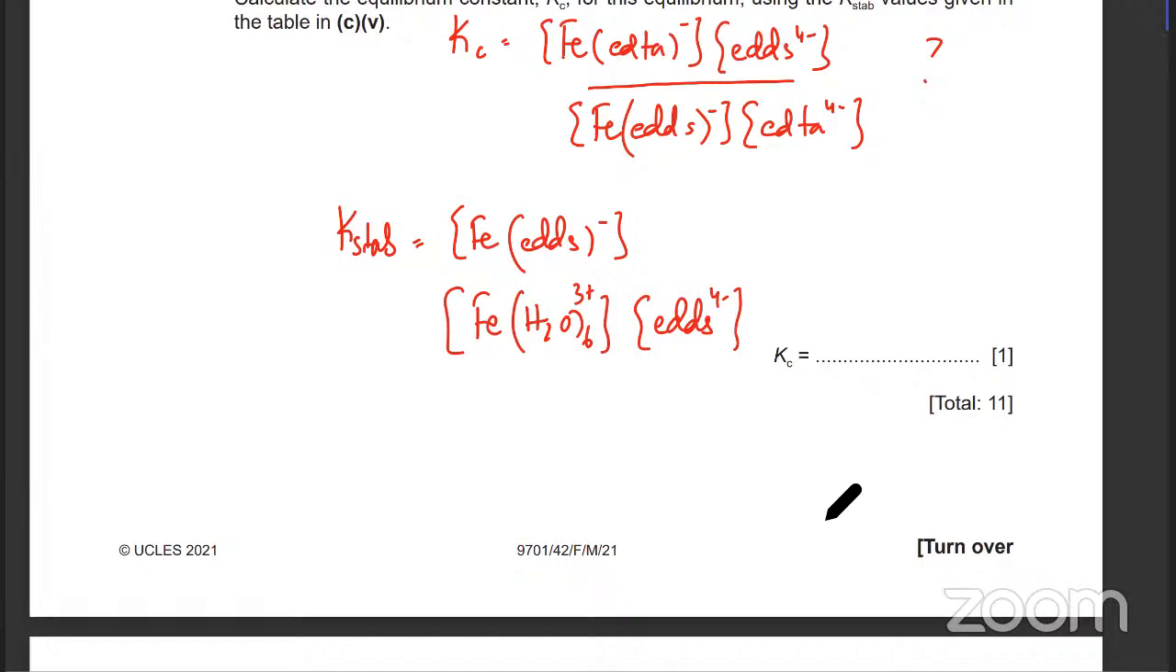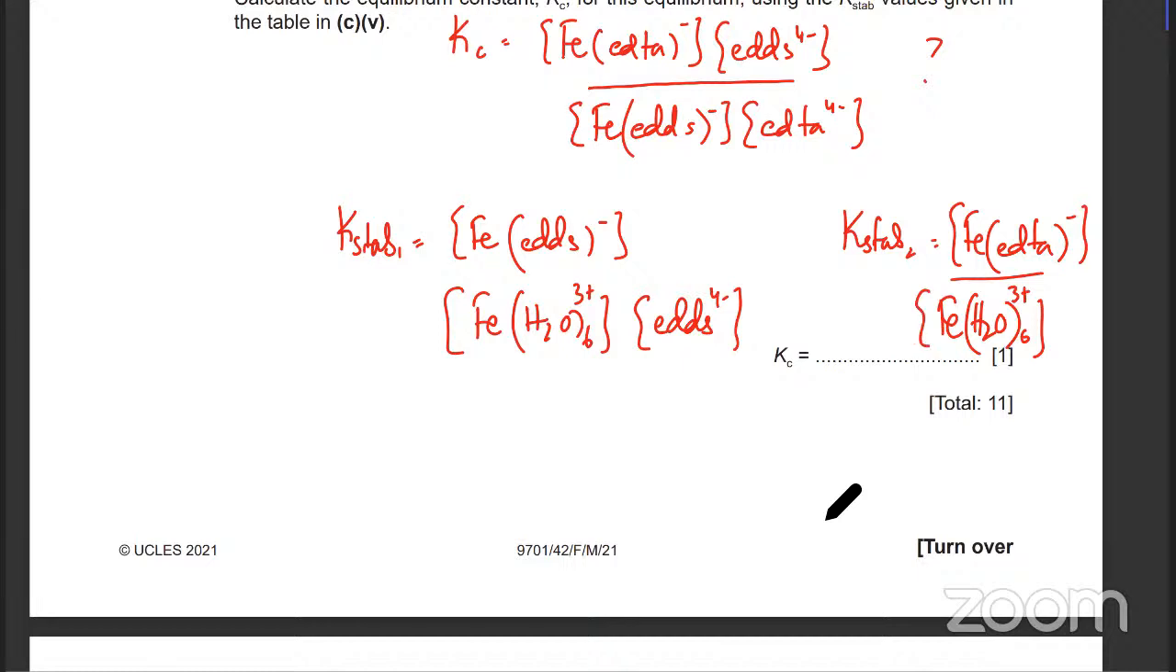And the other one, that's the first case stability. For EDTA, it's exactly the same. That would be Fe EDTA minus 1, its concentration divided by Fe with 6 water molecules. It's got a charge of 3 plus, and EDTA 4 minus.